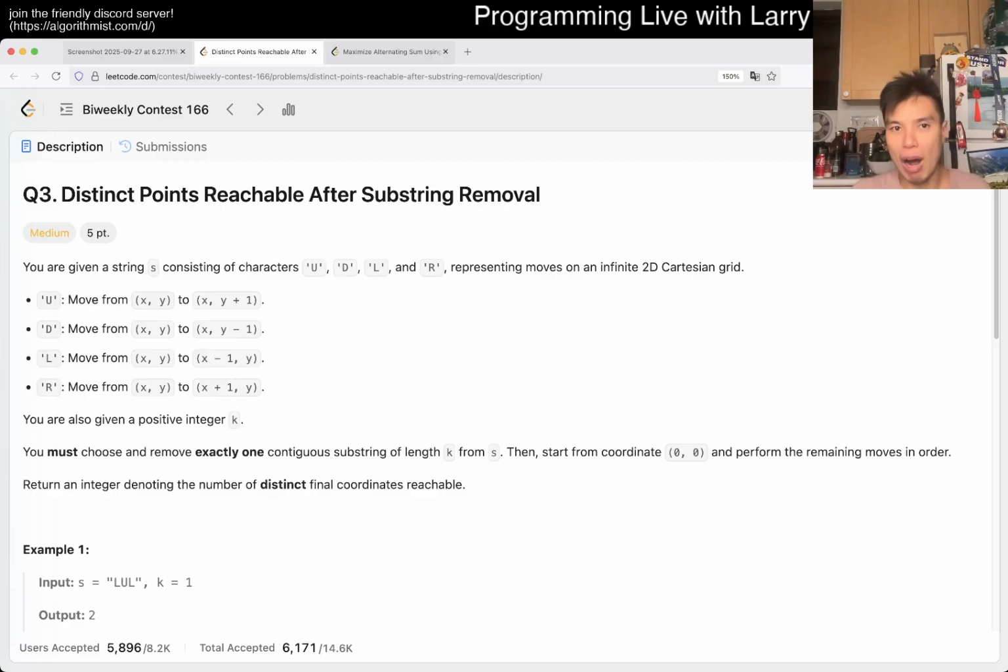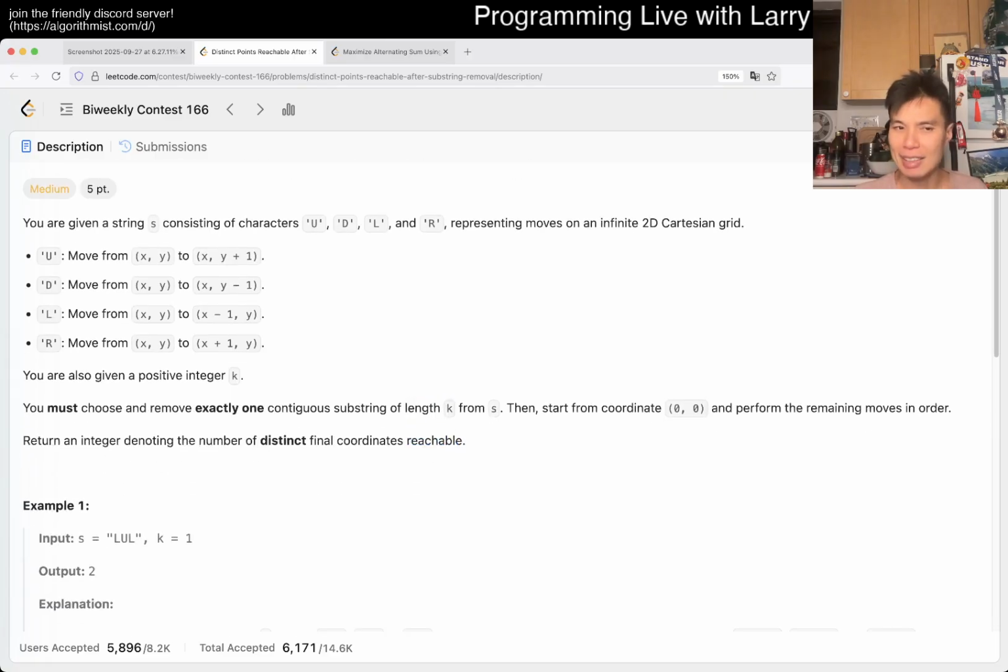This one to me, honestly, I knew basically right away. Well, basically right away, but not right away because I just missed the K part. If K is constant, this is pretty straightforward. Initially, I thought there was a variable K, meaning that you could do any K, which is a little bit trickier. But given K, then it's all about the visualization.